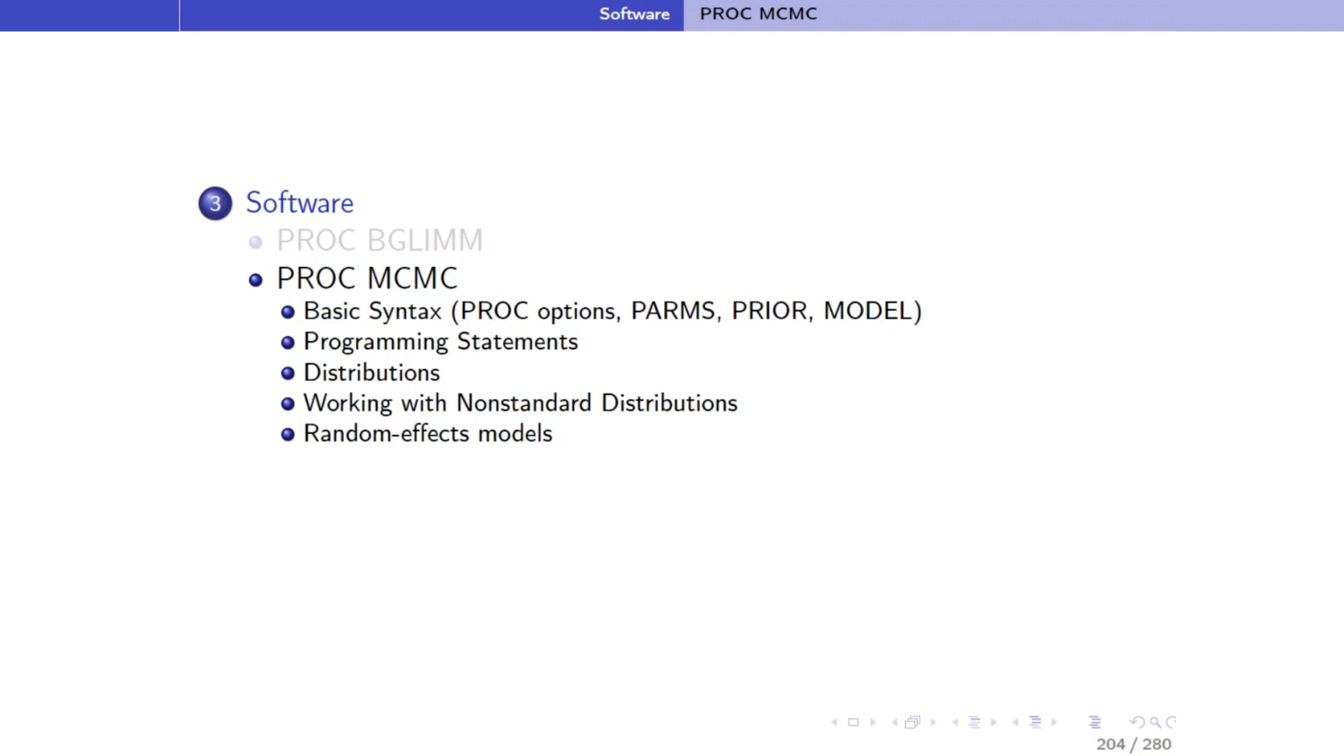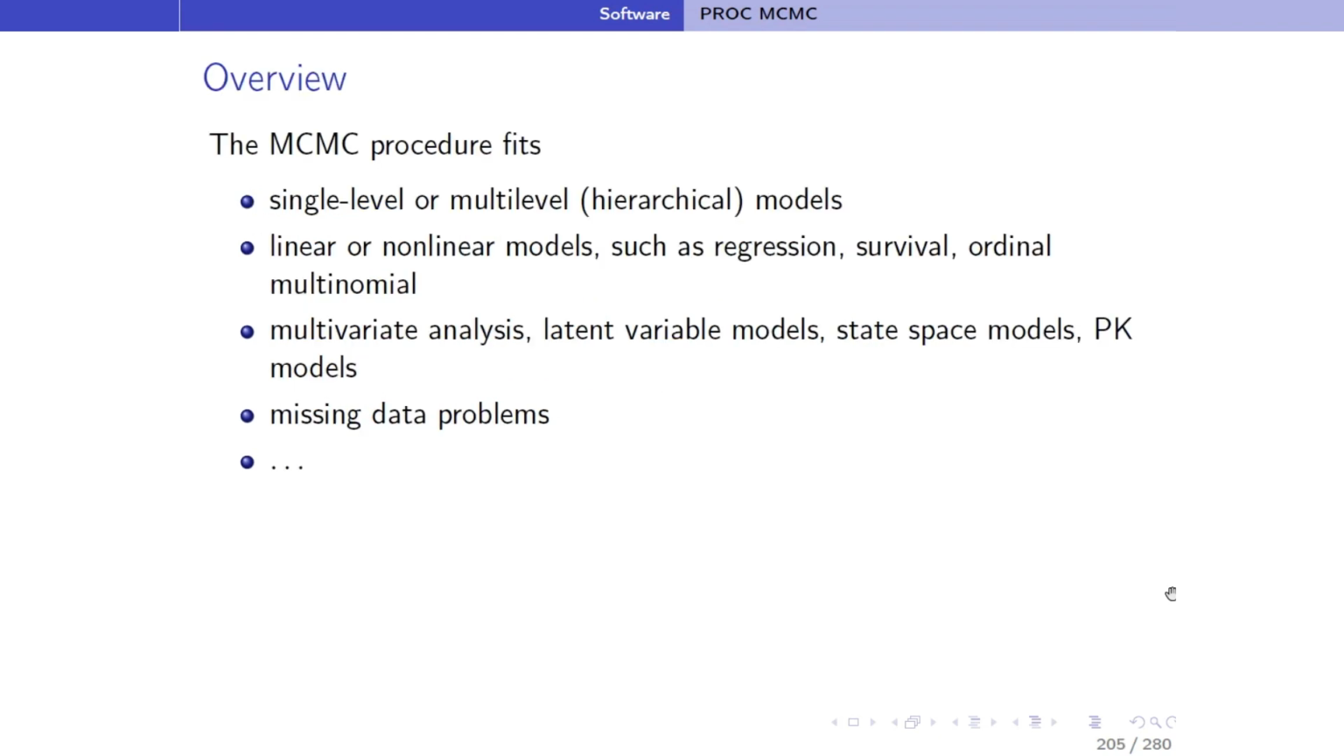The procedure by itself is now a more programming-oriented procedure compared to PROC BGLIMM. PROC BGLIMM fixes a specific set of problems based on the generalized linear mixed effects model that has a lot of built-in functionality through syntax specification. You don't have to do a lot.